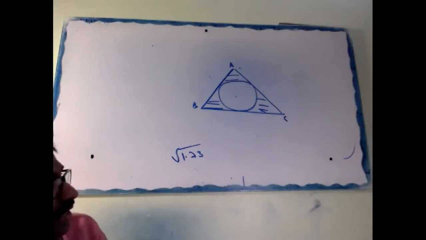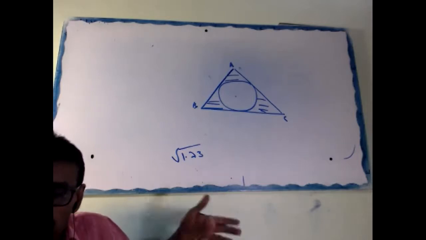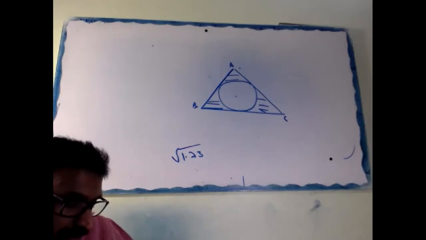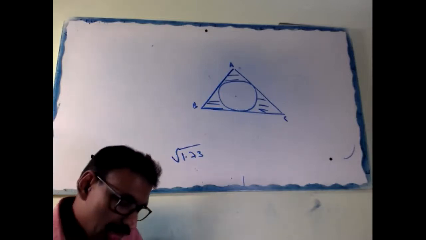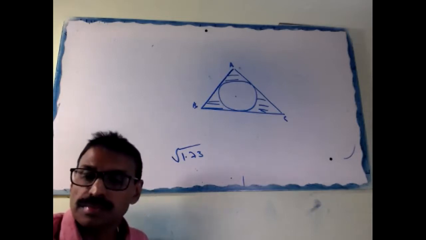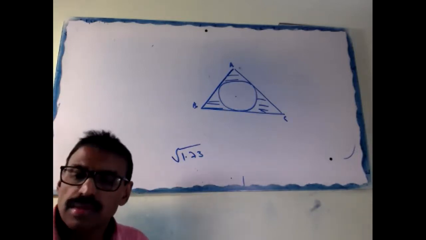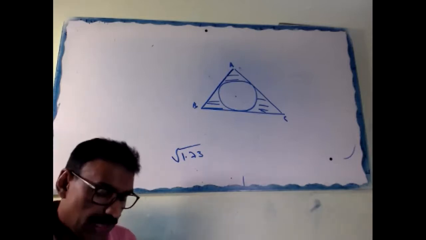What is the question problem? Look here. In the figure, AB equal to BC equal to AC, 12 cm. Find the radius and shaded region. That's all. Okay, Farhan, the question is simple. AB equal to BC equal to AC, 12 cm. Find the radius and shaded region. That's all.